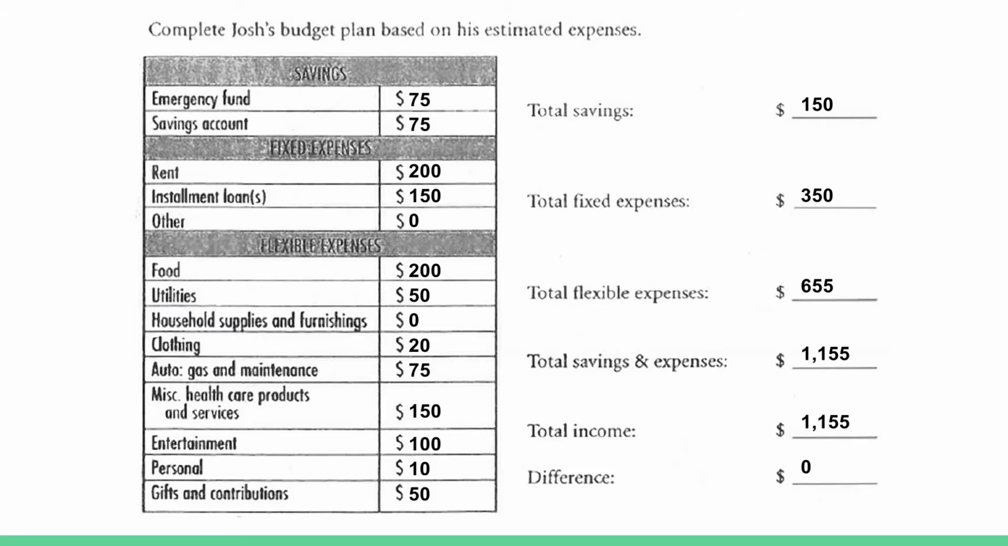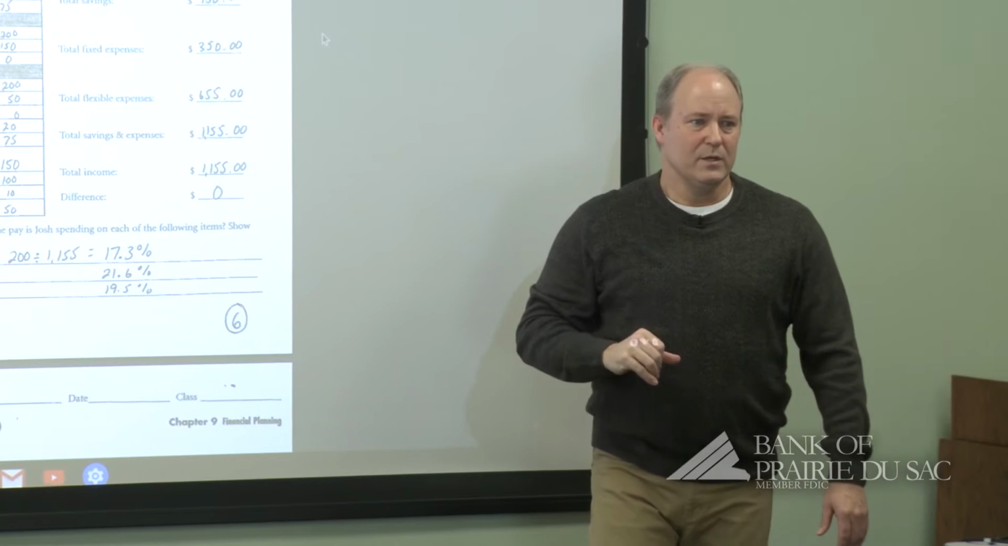So the 150, the 350, the 655, that gives us that total of $1,155. He has a total income of $1,155, which makes a difference of 0. So every penny he has is spoken for. And that's what the zero-based budget is all about.